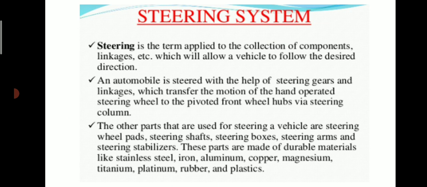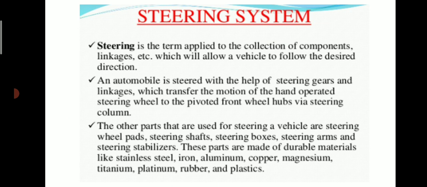An automobile is steered with the help of steering gears and linkages, which transfer the motion of the hand operated steering wheel to the pivoted front wheel hubs via steering column. So this is a function that is achieved. Automobile is steered with the help of steering gears and linkages, and what they do, they transfer the motion of the hand operated steering wheel to the pivoted front wheel hubs via steering column.